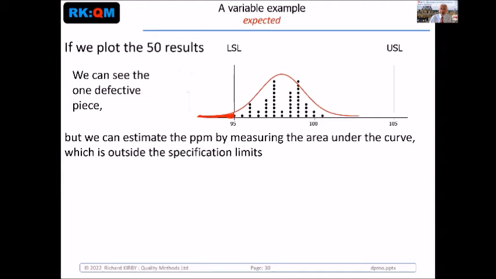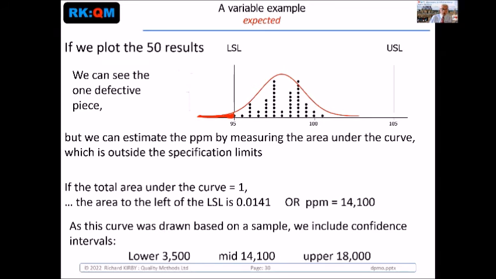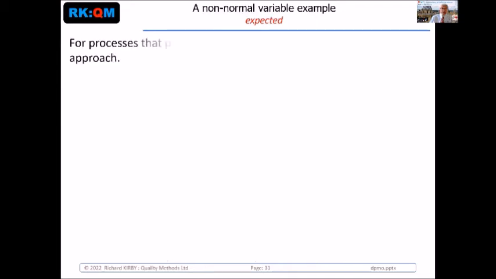Because the fitted curve is based on a sample, we can fit confidence limits around this. And the lowest is 3,500. We've seen the mid one at 14,100, and the upper is 18,000, different to 20,000 parts per million on the observed result.